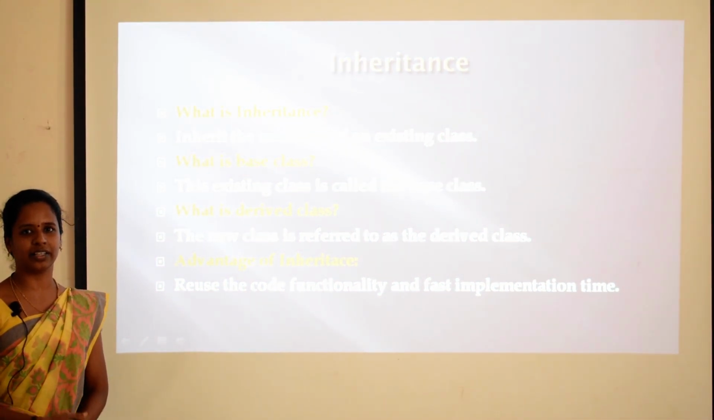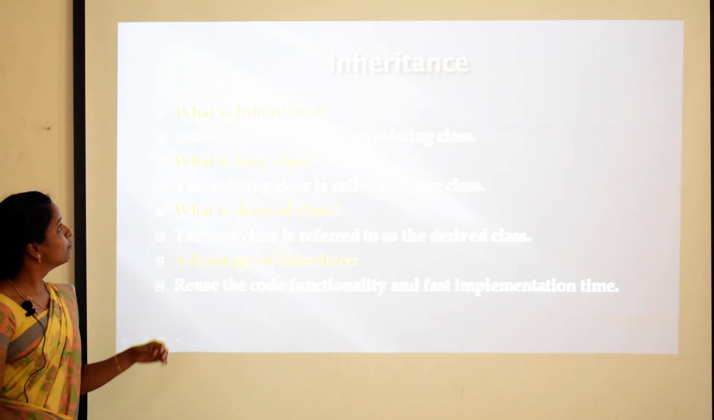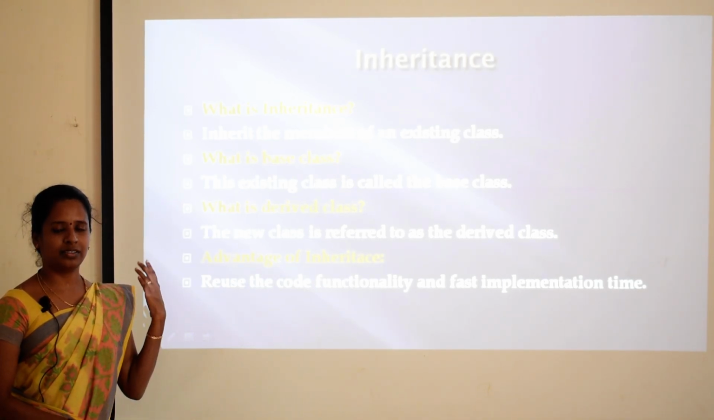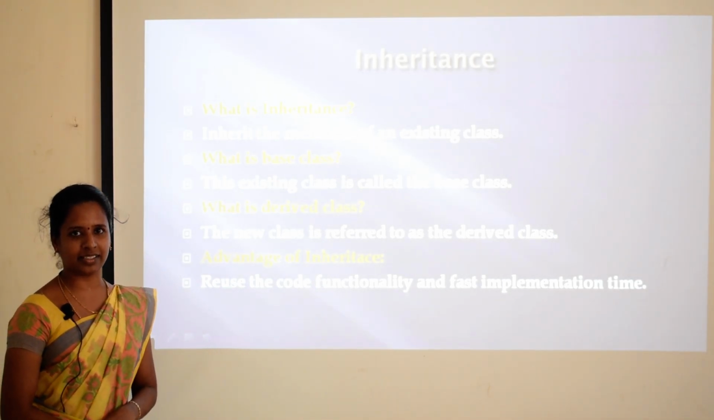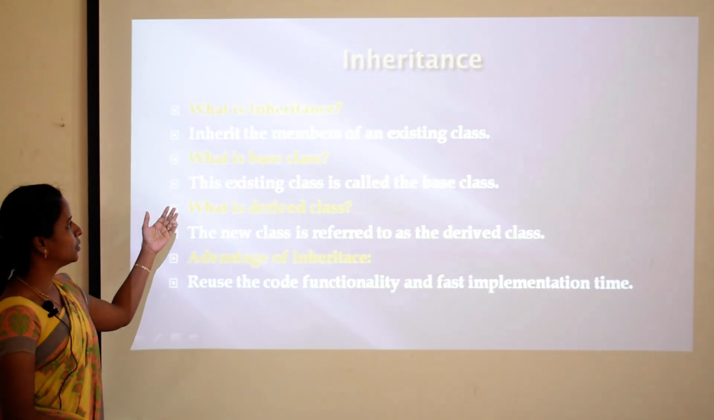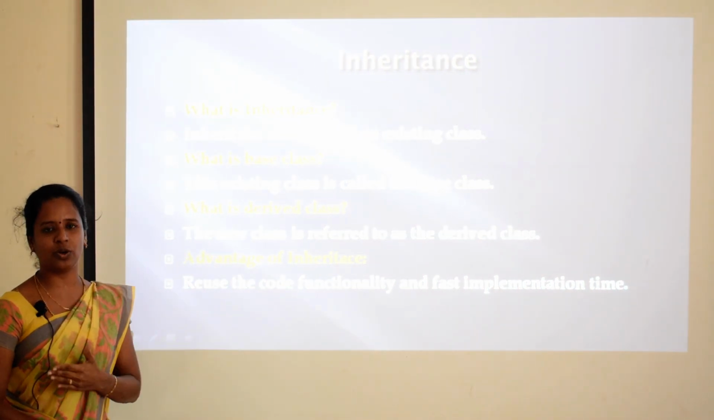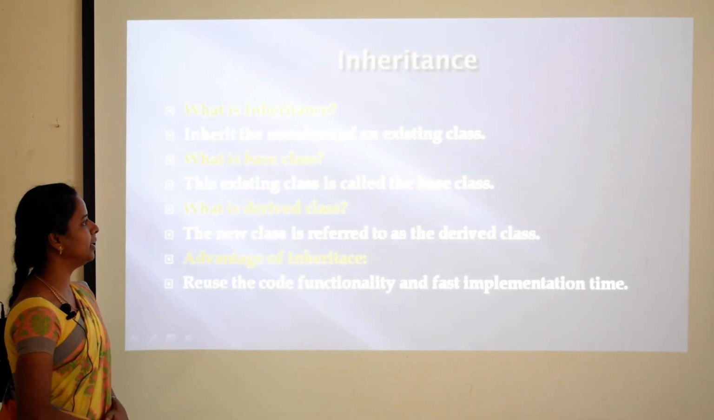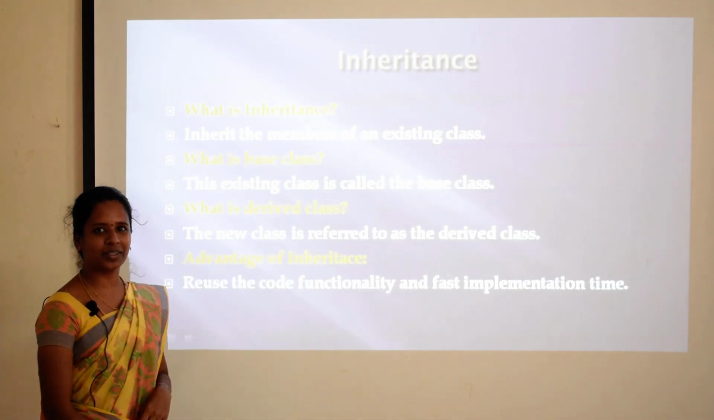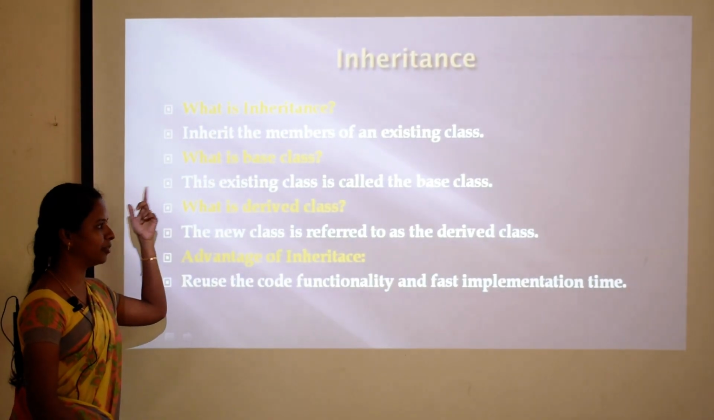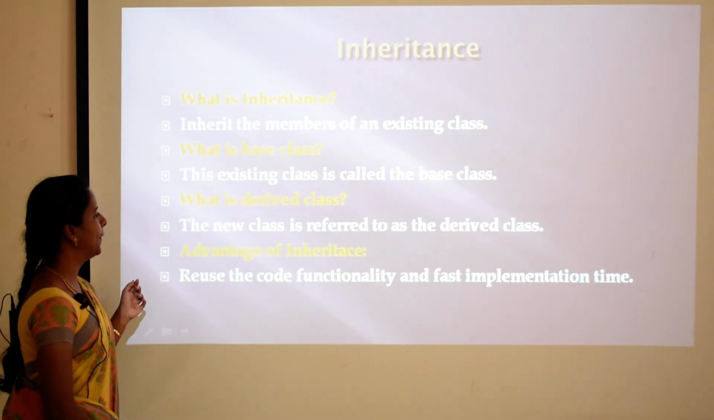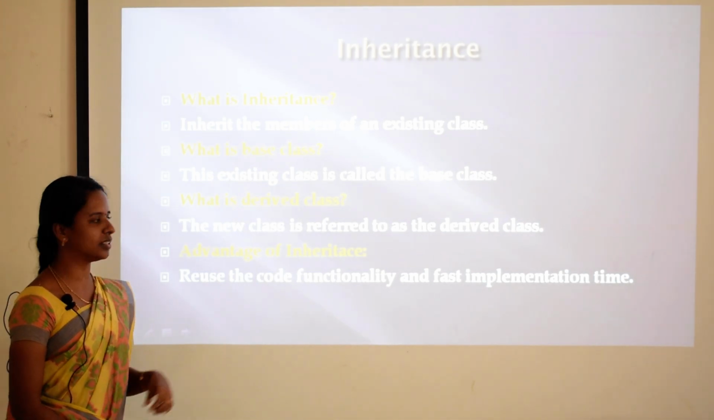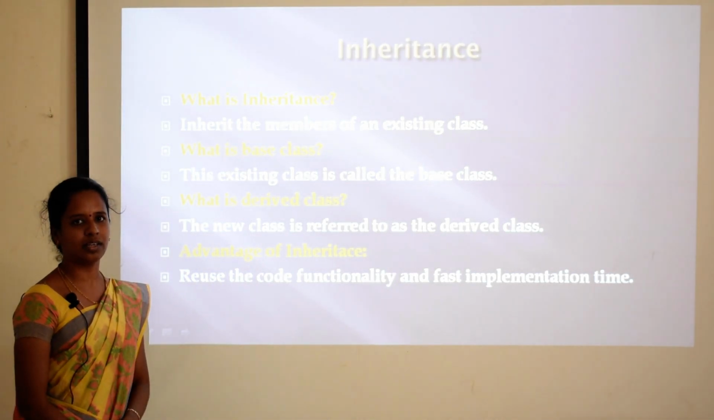So what is meant by inheritance? Inheritance is the mechanism of deriving the properties from an existing class. We are going to create a new class which inherits the properties from the existing class. Then what is meant by base class? The superclass is called base class, which we have already created. The existing class is called the base class. What is meant by derived class? The new class we have created now is referred to as the derived class or subclass.